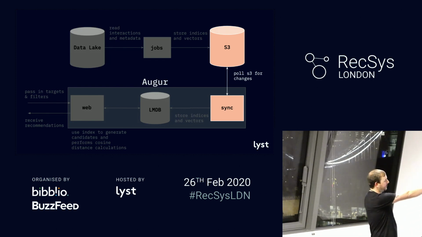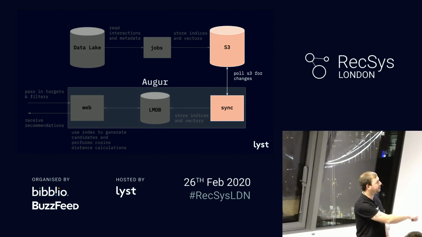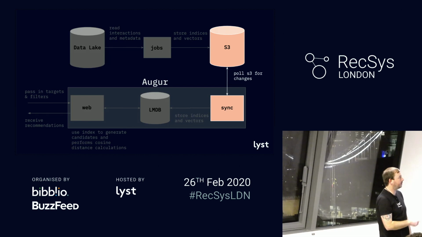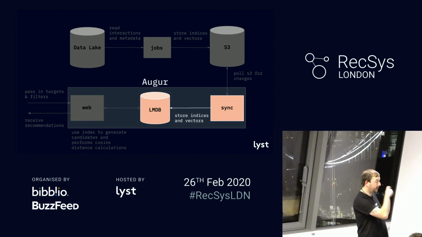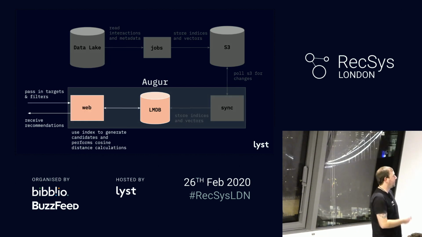This whole bottom box, by the way, is one Docker container. All three of these run in the same thing. There's a sync thread that runs in Docker inside Augur that just watches the S3 bucket for changes. If it sees changes, it downloads the files and dumps them straight into a local database. So every instance of Augur has its own local database.